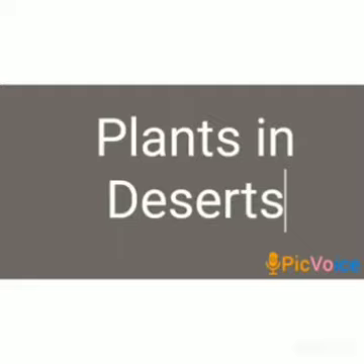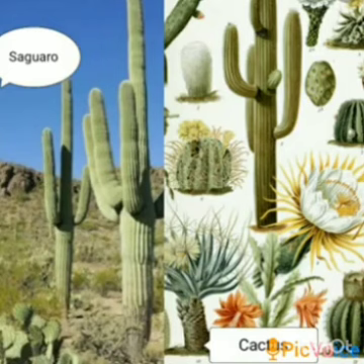Plants in deserts. Some adaptations in desert plants are: plants store water in their stem or leaves. Long root systems in desert plants go deep into the ground to absorb water. Most of the plants are leafless. In cactus, leaves are reduced to spines. Saguaro and cactus are some examples of the desert plant.